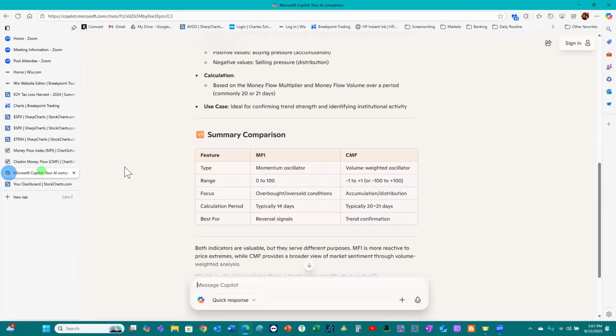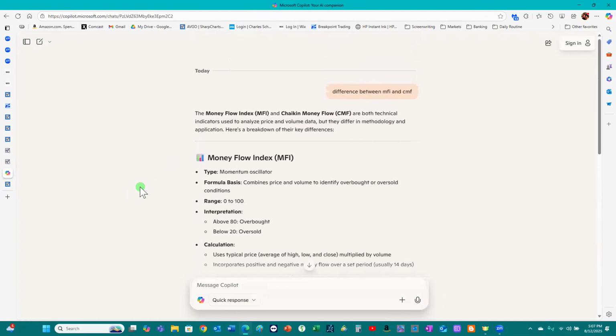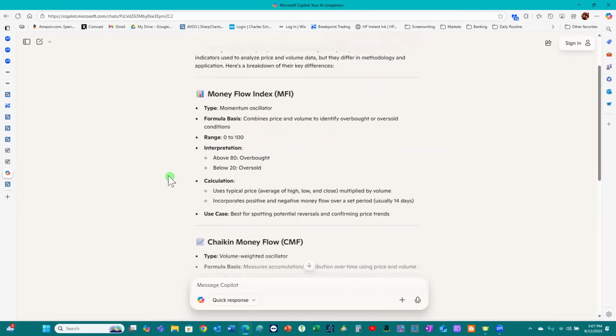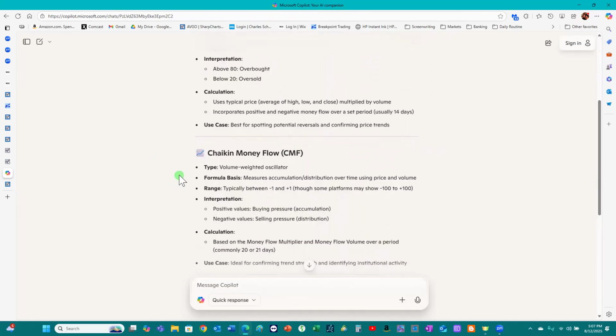I also put it into Copilot and just asked Copilot what's the difference between money flow index and Chaikin money flow. Of course, you all can do this as well at any time. So money flow index is a momentum oscillator, combines price and volume to identify overbought and oversold conditions. There's the calculation. Good for spotting reversals and confirming price trends. Chaikin money flow is a volume-weighted oscillator, measures accumulation distribution over time using price and volume.